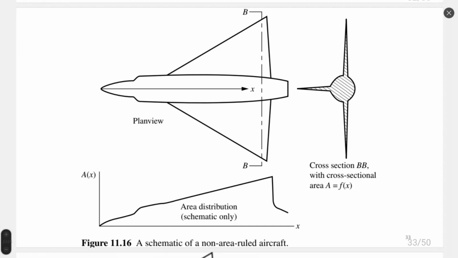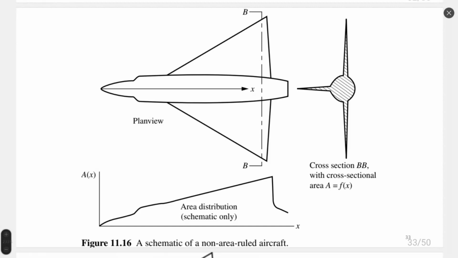quite sharp shape, right, quite thin. We have losses. We can have significant losses. So area rule is a way to decrease possible losses, increasing efficiency of flight. A typical airplane is shown in figure 16.